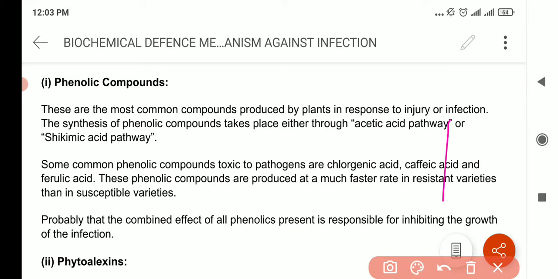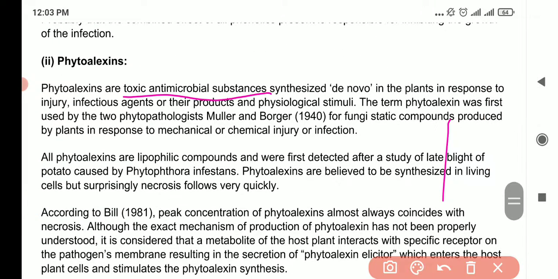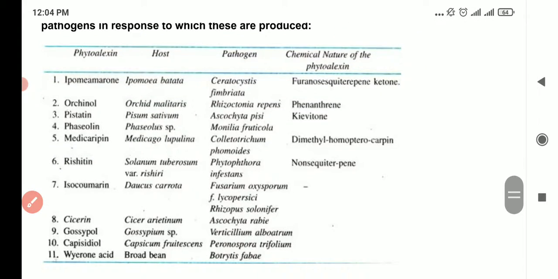Then phytoalexins. These are toxic antimicrobial substances that are synthesized in the plant itself when there is an infection by some microbe. There is some toxin it will secrete and it will kill that. So you can go through on your own. These are some examples of what toxin this plant can produce, which will protect from which pathogen.